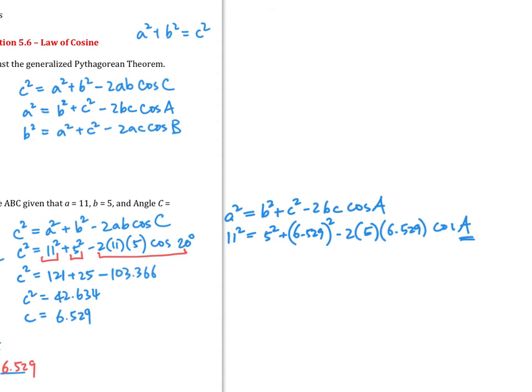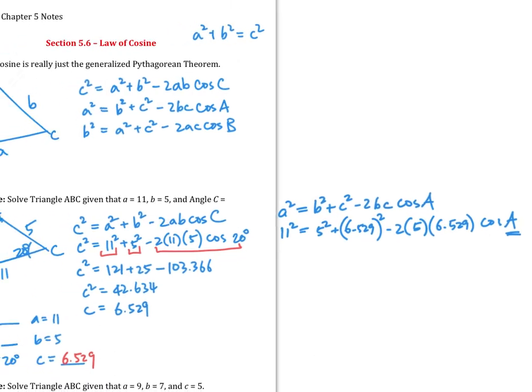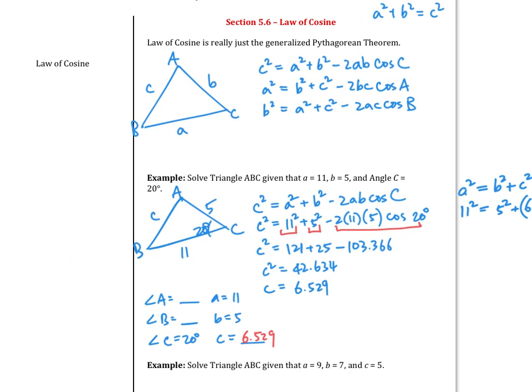All right, that means angle A is equal to 145.783 degrees. Angle B is going to be really easy to find. It's just the triangle sum theorem. So this is 14.23 degrees.